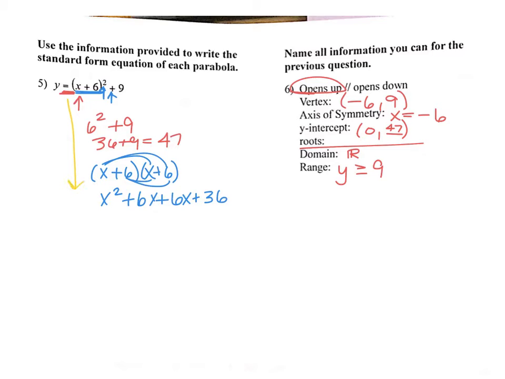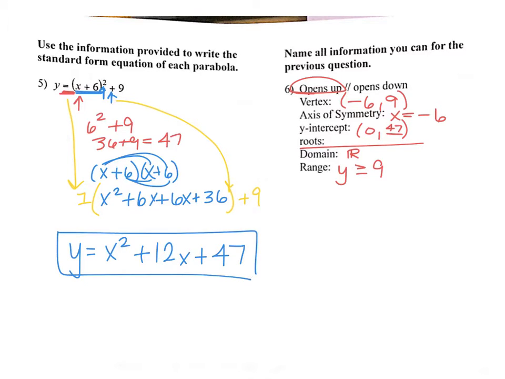So in the front here, we just have a 1 that's multiplying. That's not going to change anything. On the outside, we have a plus 9. So I'm just going to go ahead and combine like terms since I don't have anything to distribute. And this is going to give me a final answer of y equals x squared plus 12x plus 47.